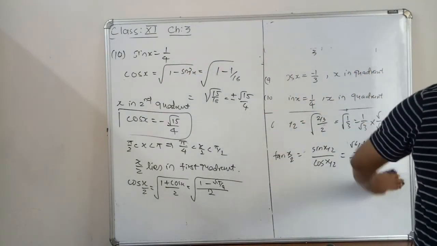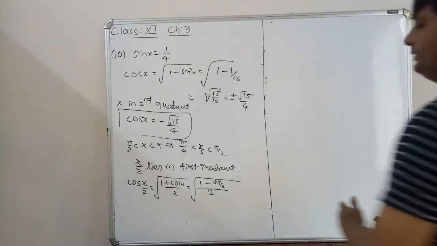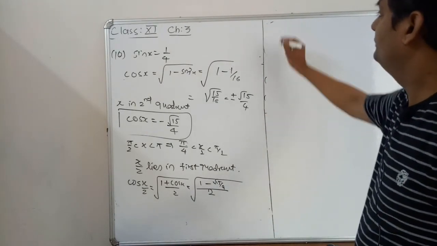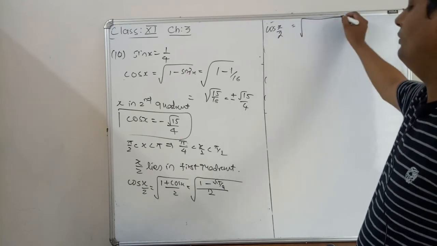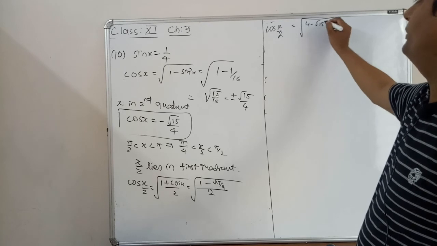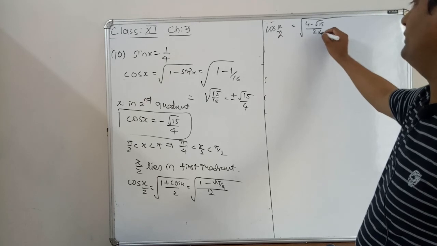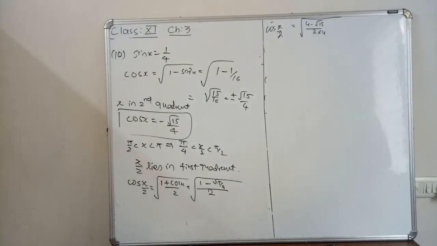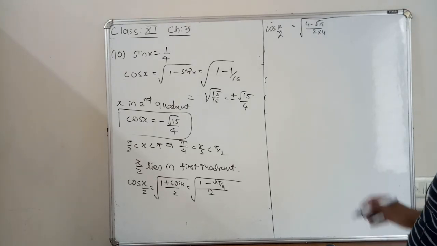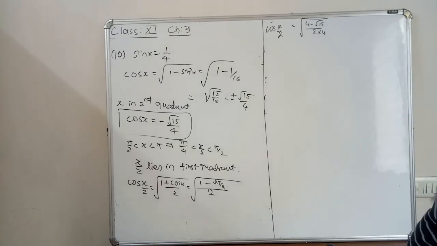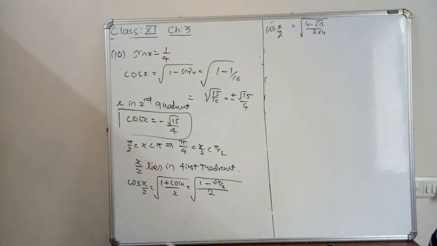Okay, let's use this here. Let's see that. So cos x by 2 is equal to under root of 4 minus root 15 by 4, divided by 2. Take the LCM, that means 4. Right? Okay. So here we need 2. So multiply here the 2 and simplify this. 4 minus root 15 is equal to 2 by this. Okay. So simple.